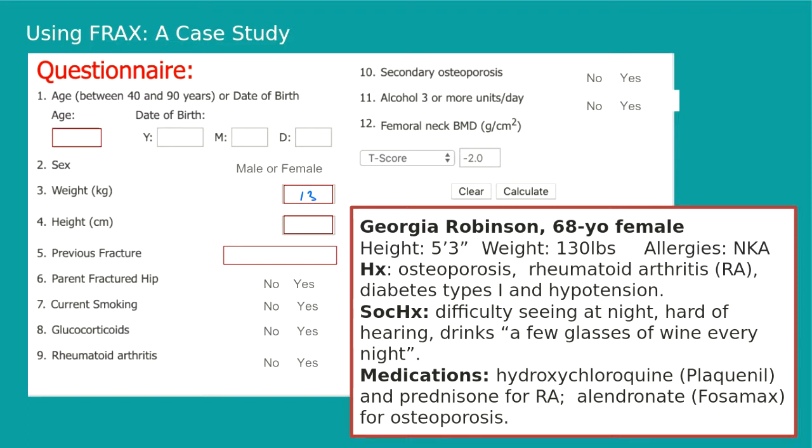By the way, if anyone has a calculator on them, I think it's 59. Okay. Yeah, remember 2.2. Yeah, 59. And then her height is 160 centimeters. And she doesn't have a history of fracture, right? Not that we know of, so I would assume no.